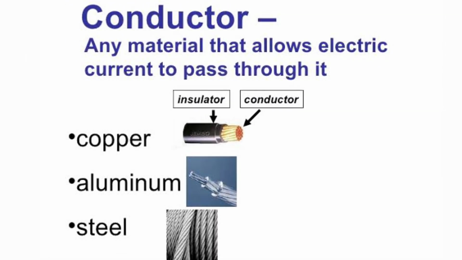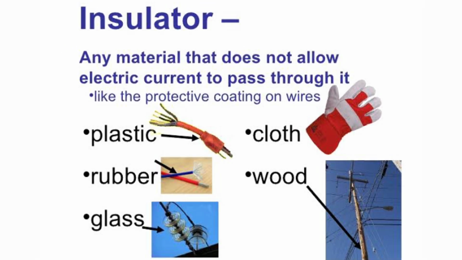Conductor. The materials which allow heat to pass through them are called conductors. All metals are good conductors, like copper, aluminium, iron, etc. And the materials which do not allow heat to pass through them are called insulators or bad conductors. Example, rubber, cloth, plastics, etc.